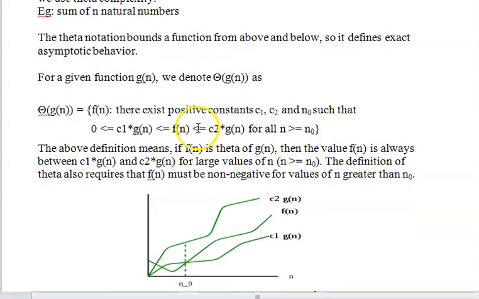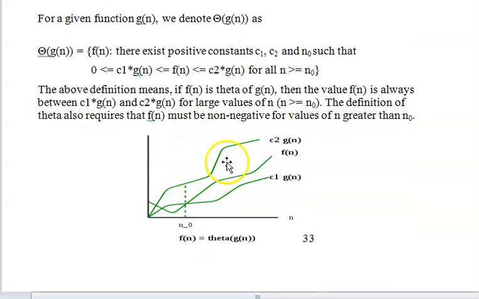So let us see an example on this graph. Theta of g(n) equal to f(n) such that there exist positive constants c1 and c2 and n0 such that c1 into g(n) and c2 into g(n) will be the lower and upper bounds to f(n). And this is true for all values of n greater than or equal to n0.